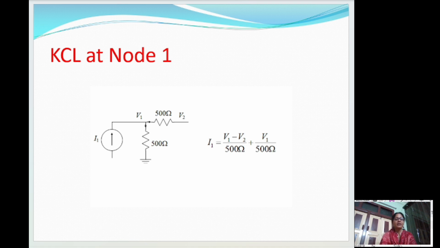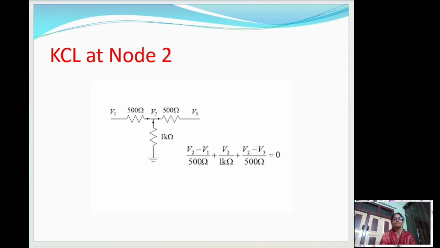Next, how we can apply KCL at node 2. At node 2, here all the currents are away from the node. That means the summation of all these currents will be equal to 0. So if these three currents are indicated by I1, I2 and I3, I1 will be equal to V2 minus V1 upon 500 plus I2 will be equal to V2 upon 1K plus V2 minus V3 upon 500. This I3 will be equal to 0.